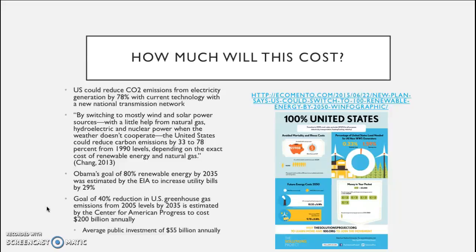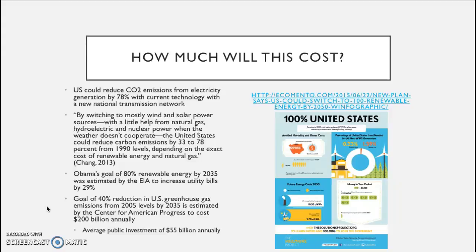And then there's one where Obama had a goal of 80% renewable energy by 2035. And that was estimated by the Energy Information Association, EIA, to increase utility bills by 29%. Some other groups thought that that would be significantly higher, especially in places that currently rely almost entirely on coal. But the cost would be a 29% increase to utility bills for consumers.